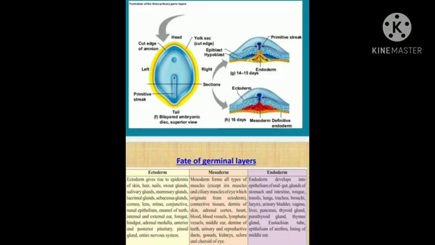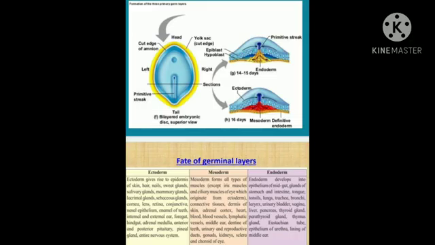Cornea is part of the eyes. Lens is also part of the eyes. Retina, conjunctiva. Cornea, lens, retina, conjunctiva are all different parts of the eyes. Nasal epithelium means the nose epithelium, the outer covering of the nose. Enamel of teeth is the outer covering of the teeth. Internal and external ear, the internal part of the ear and also the external part. Then foregut and hindgut are different portions of the intestine.